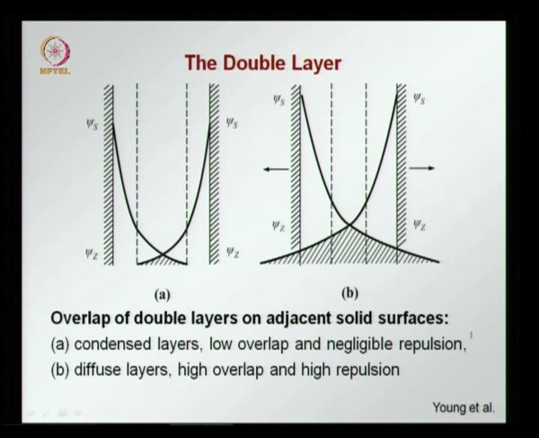So we see that here diagrammatically. In the case of A we have a condensed layer, much lower zeta potential and low overlap, and the repulsion is less. But in the case of a large diffuse layer there is a high overlap and therefore there is high repulsion.